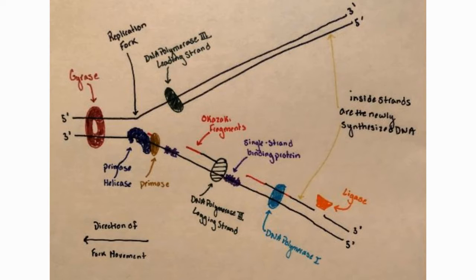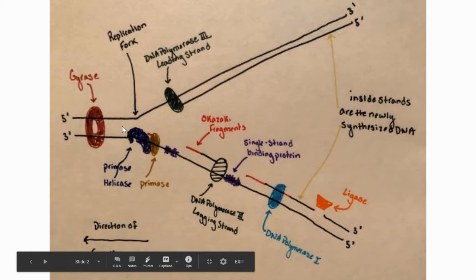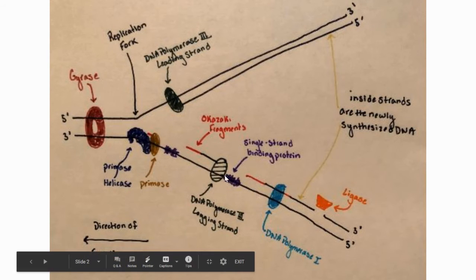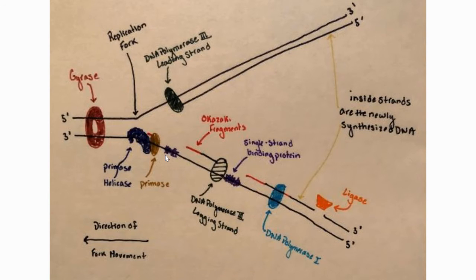The replication fork, just right here, is when, as the DNA is unwound, it creates the Y-shaped structure, also known as a replication fork. You can see if you trace this structure, it creates a Y shape. As the replication proceeds, single-stranded binding proteins, these little purple star things, coat the single strands of DNA near the replication fork. This prevents the single-stranded DNA from winding back into a double helix, thus allowing the replication process to continue.